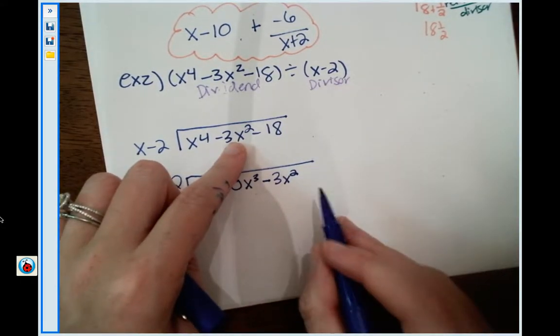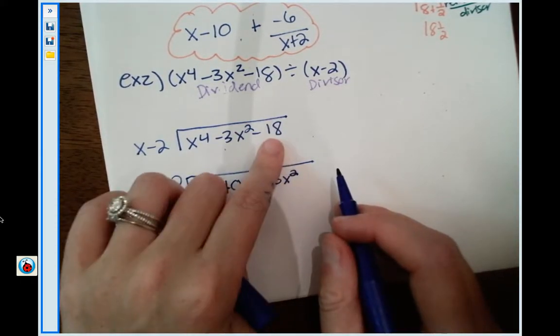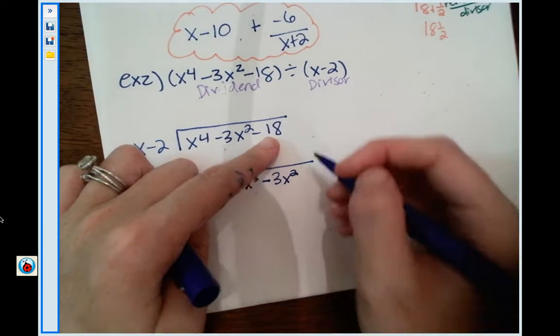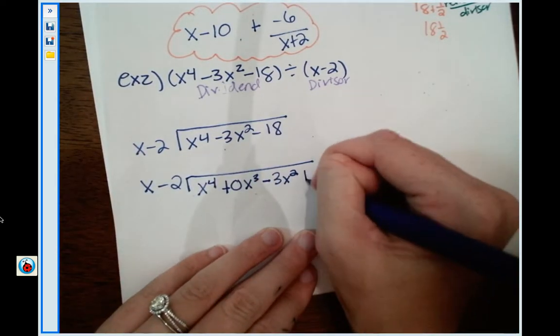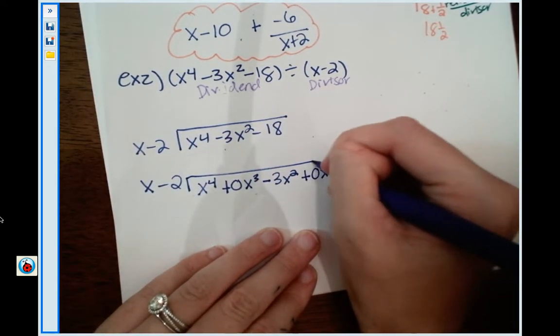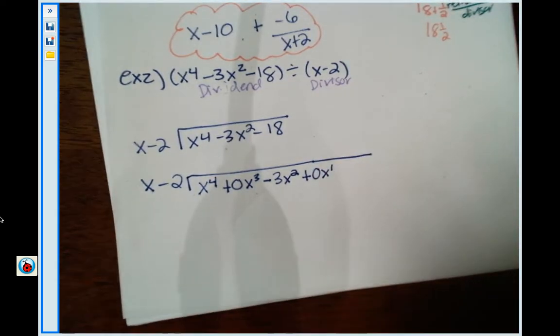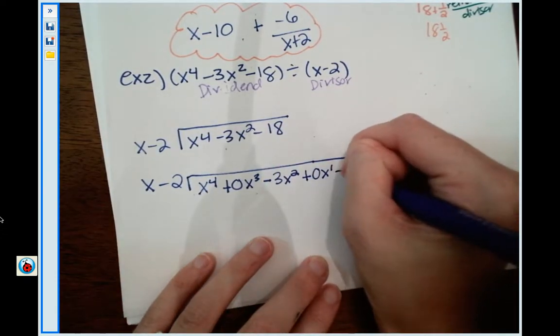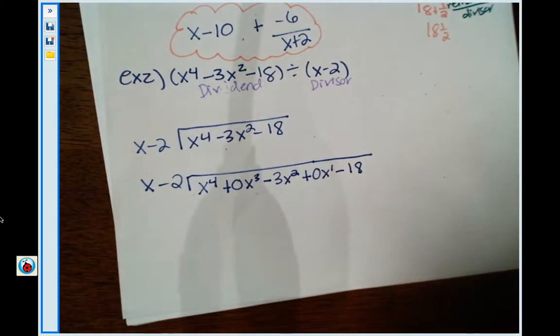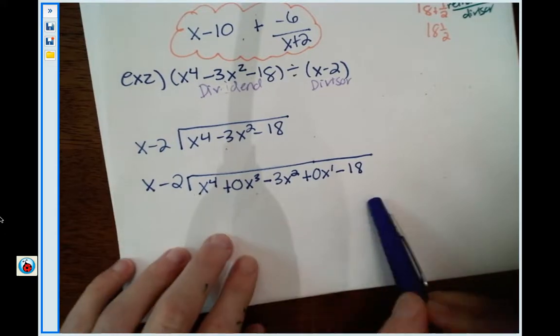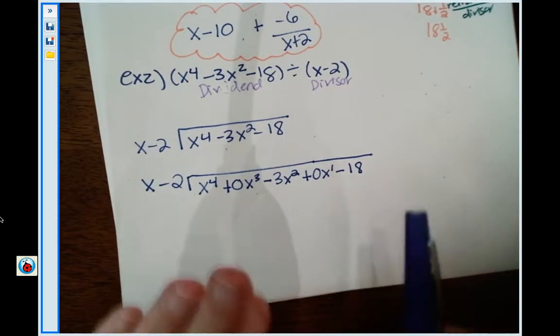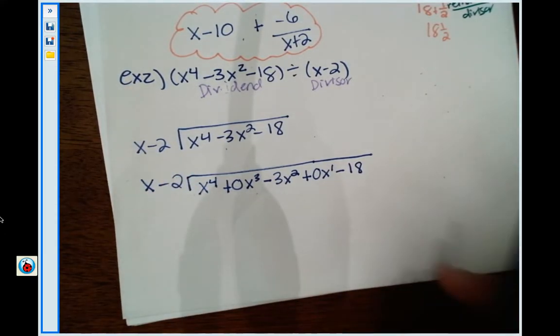Then the next term I should see is x to the 1st. There's not an x to the 1st, so I have to put in a 0 placeholder. So 0 x to the 1st. And the last thing you should see is the number without the x, which is 18. So minus 18. Guys, this is very important. We must put in these 0 placeholders, and again, I promise I'll explain why in just a moment.